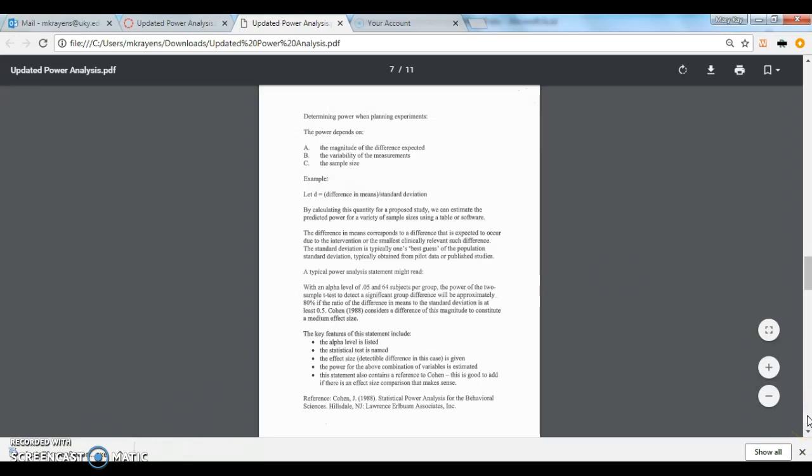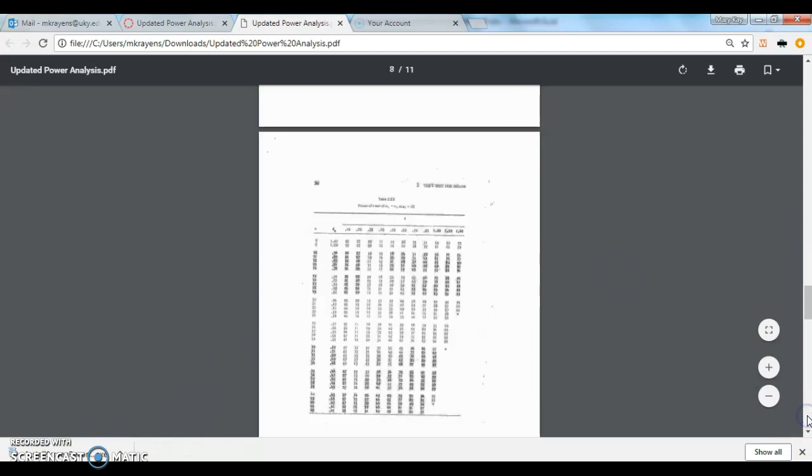Now, Cohen has a book that's kind of like the Bible of power analysis. And you'll be able to see this better if you print this out. It's not really clear on this video. But essentially, this book shows the estimated power for a variety of combinations of D. Remember, D is the difference between the two group means divided by the standard deviation.